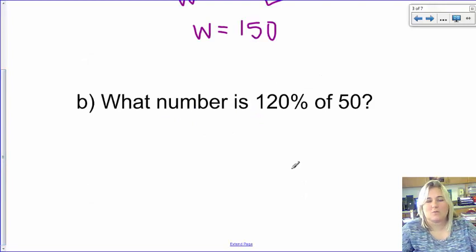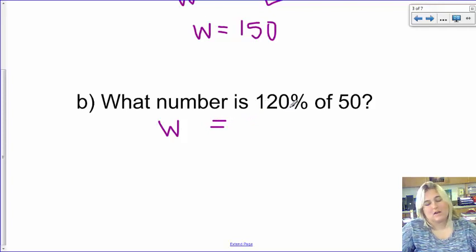On B, I want you to try and work this one on your own. Remember to write it exactly the way that you read it first. So go ahead and pause the video at this point. On B, it says what number? We don't know what number, so we start by putting W. Is, we know, means equals.